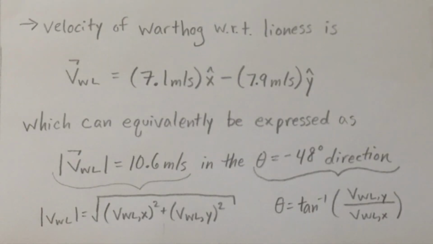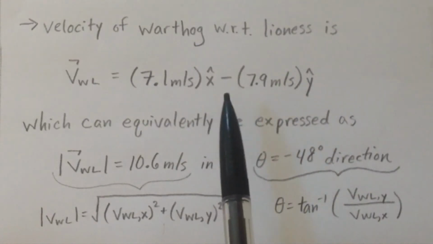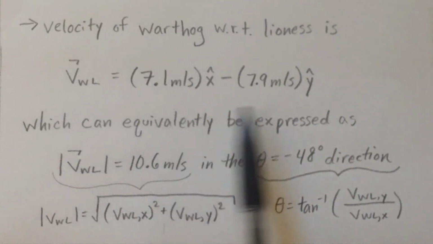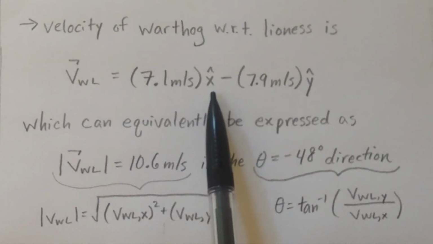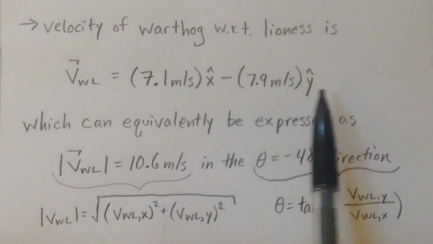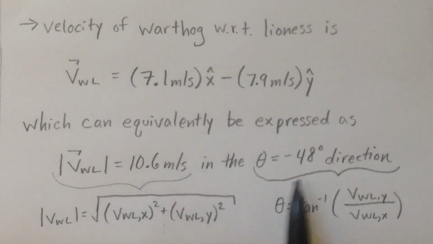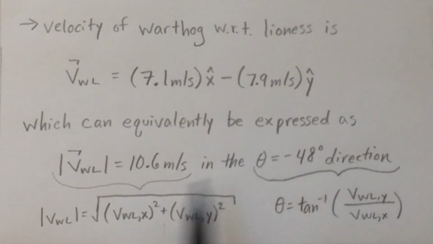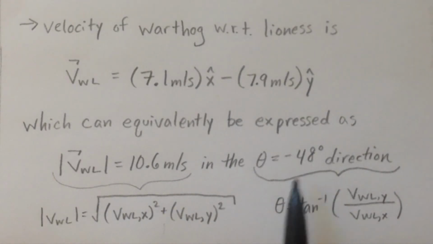Now that we know the components of the velocity of the warthog with respect to the lion, we can express this velocity either in this format here, where we have the component we found in the x direction times x hat minus the component we found in the y direction times y hat, or equivalently, we could find the speed and the direction the warthog is going by using the Pythagorean theorem to find the speed and inverse tangent to find the direction.